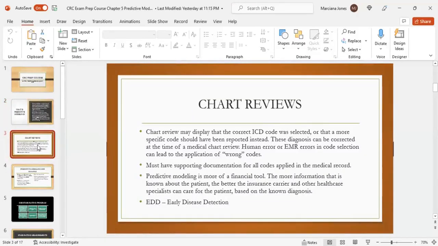Chart reviews. A chart review is basically reviewing medical charts. Chart reviews may display the incorrect ICD-10 code that's selected, or that a more specific code should have been reported instead. Sometimes the wrong codes are reported because the physician may have selected the wrong code, the coder may have selected the wrong code, or there could have just been a better or more specific code to use.